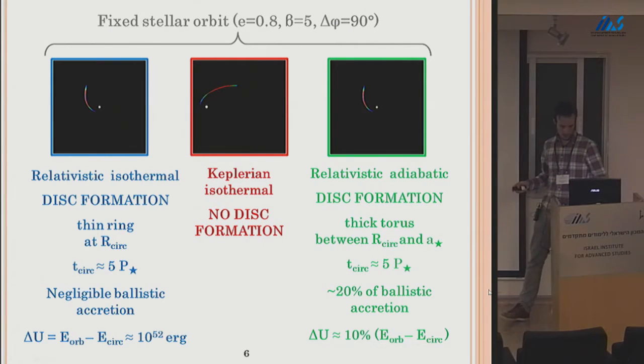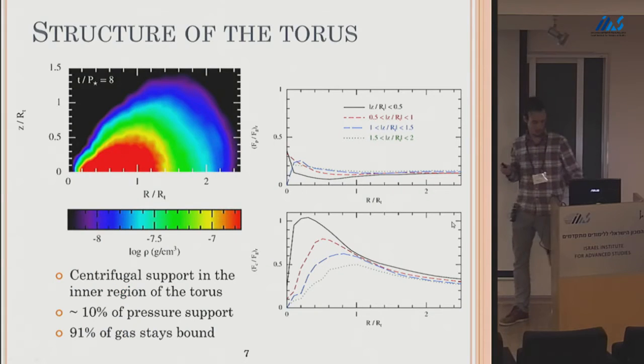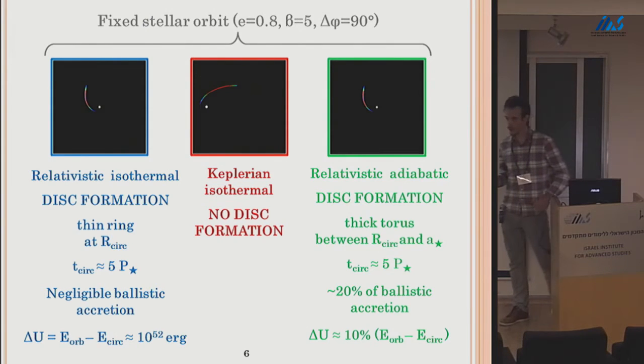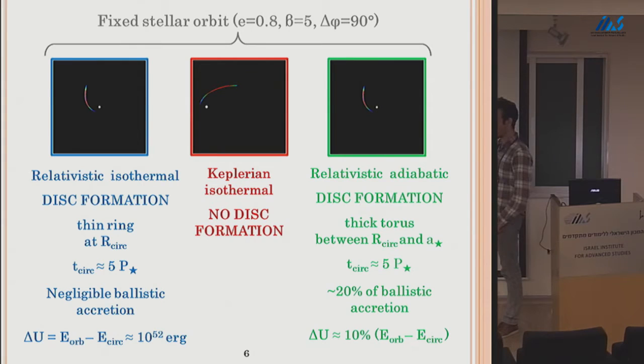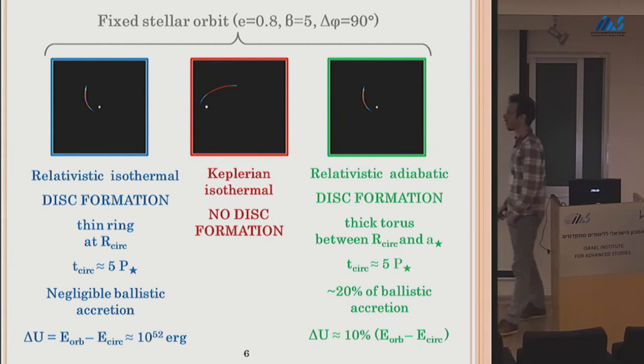Okay, and finally, what I want to show is still using. Oops. What is the parameter of gravitational unit? 10. Okay.